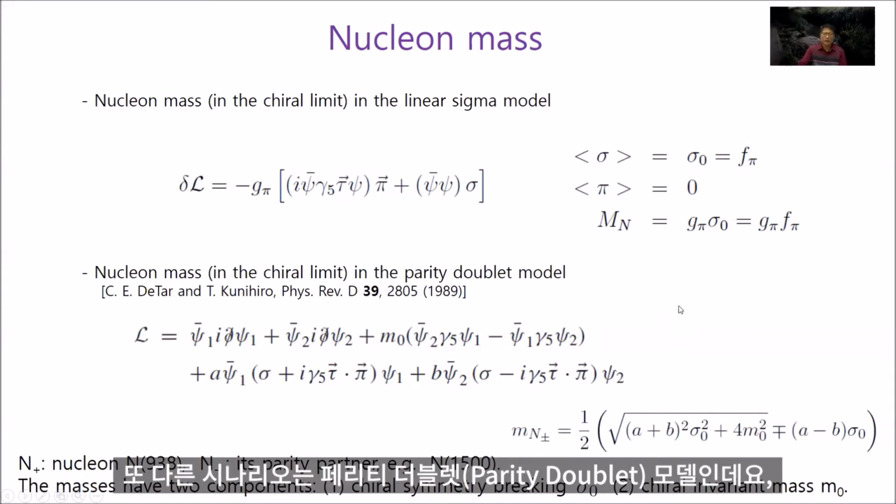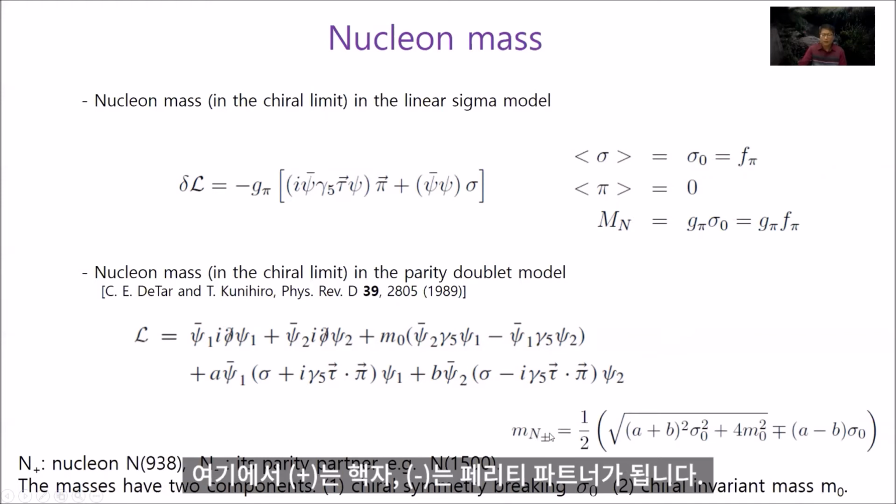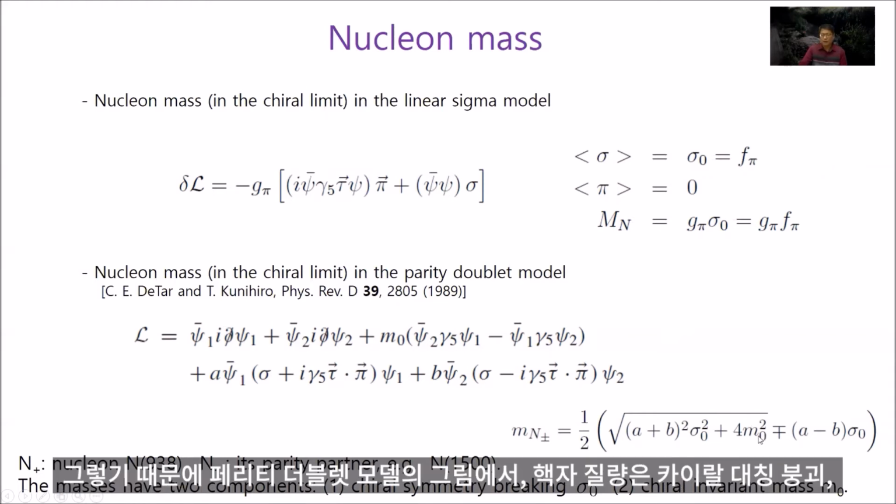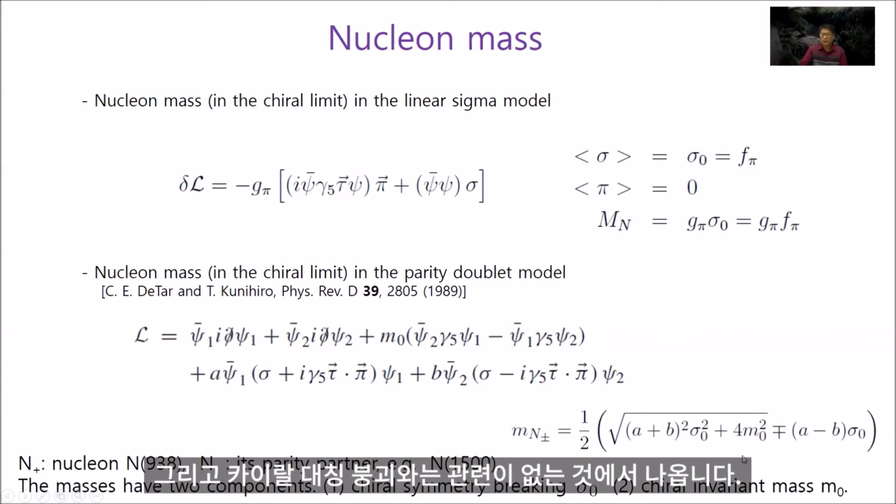Another scenario is coming from the parity doublet model. Here, N plus is for the nucleon, N minus is for its parity partner. So here, even though you don't have a quark-antiquark condensate, meaning sigma 0 is 0, you still have m0. So in this parity doublet model picture, the nuclear mass is coming from chiral symmetry breaking and also something which has nothing to do with chiral symmetry breaking. So we call it the chiral invariant mass, m0.